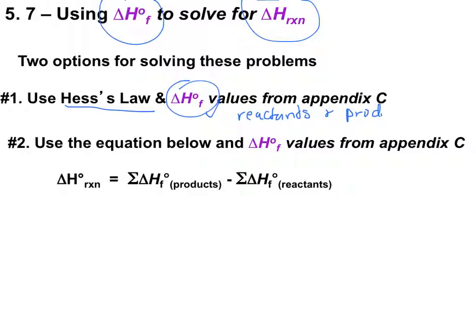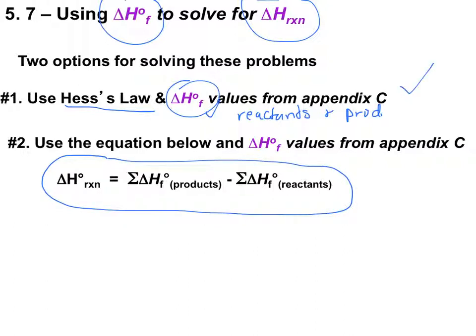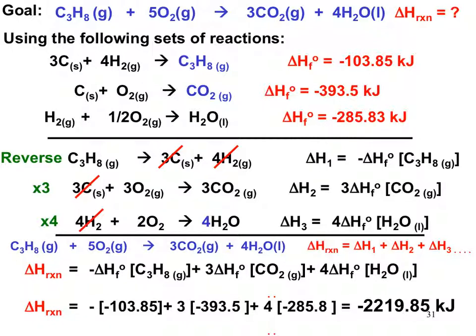The second option is to use the equation below and the values from Appendix C. So we'll look at this option as well, but first we're going to look at how to do this in the context of Hess's law and Appendix C. So if we're given an equation in which we're being asked to find the heat of reaction, we can use the data table from Appendix C and those formation values and subsequently establish our reactants and our products, various values within the context of the equation for which we want to solve.